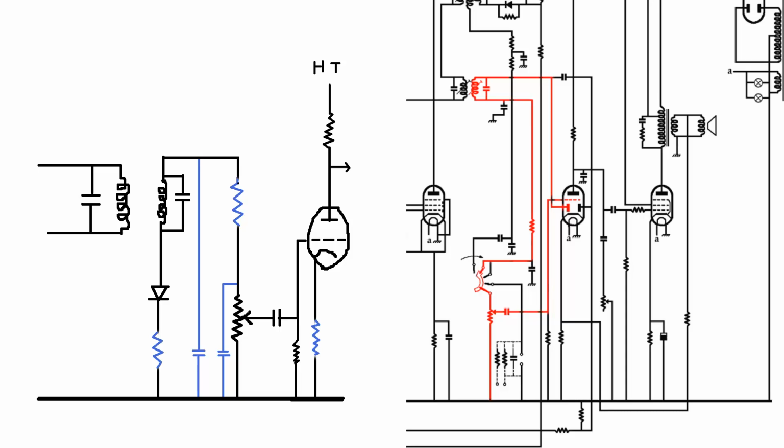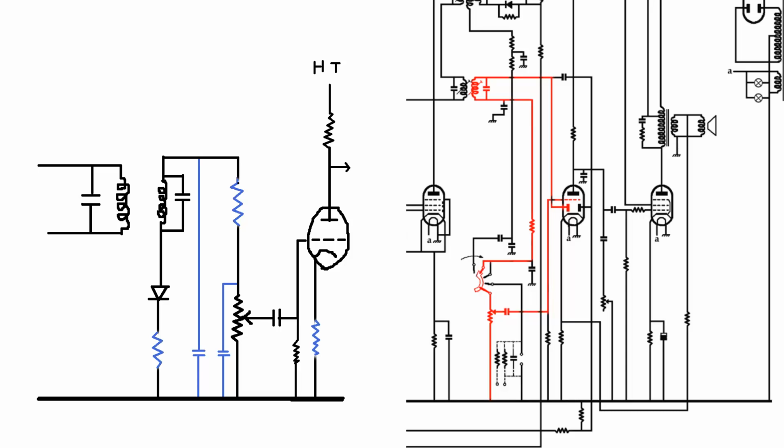By the time the signal gets to the top of the volume control, that's what that variable resistor is, all of the high frequency content should have been removed, and then it's just the audio signal that is taken off through the wiper of the volume control, through that capacitor and onto the grid of the valve.